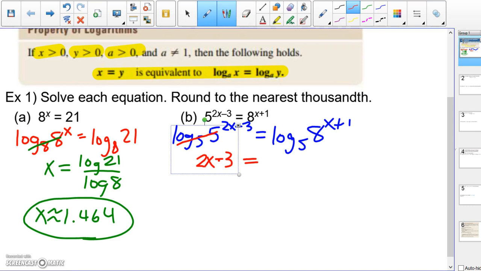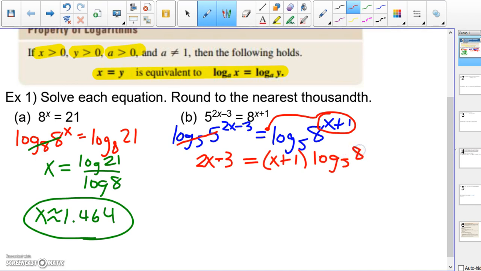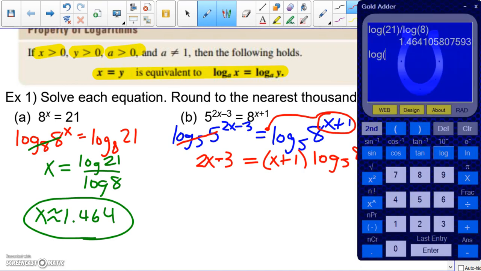On the other side, we have to do something weird with our properties from one of the previous lessons. So this exponent can come around to the front here. Remember we did a property like that. And so we're going to pull that exponent, x plus 1, around to the front of that logarithm. So x plus 1 times log base 5 of 8. And you might recognize that's going to be a change of base formula. So you can do it now or you can do it later. I think most of you would probably find it easier to do it now.